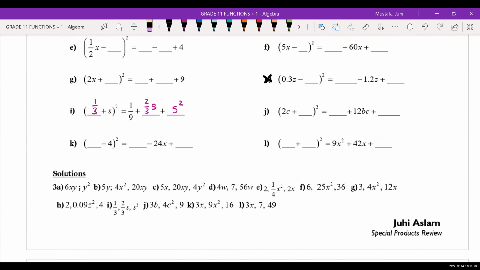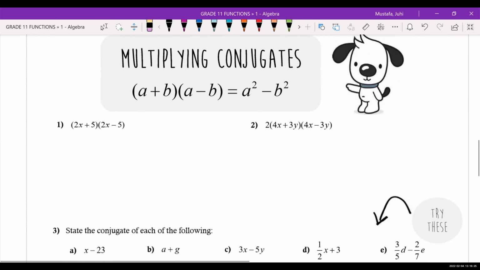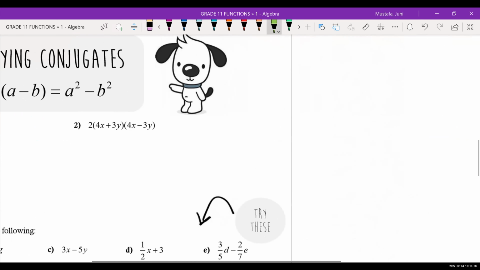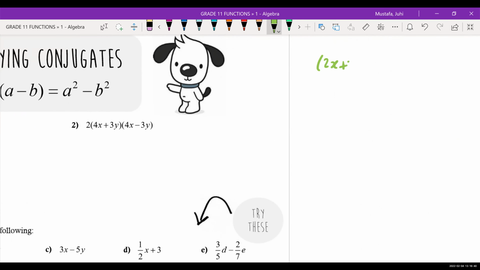All right, last but not least, let's go on to multiplying conjugates. I'll just do the 2 examples here. So what are conjugates? Let me actually write down 3 examples and see if you can see the pattern. So an example for conjugate would be, go over here, 2x plus 3 times 2x minus 3. Or a minus 5 and a plus 5. Or x minus y and x plus y.